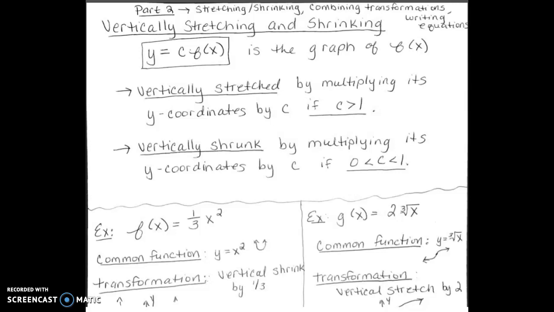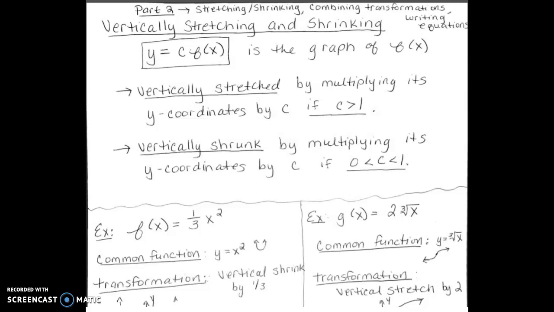So the rule for identifying a vertical stretch and shrink. Y equals c times f of x, so a constant multiplied by the function f of x, will be the graph of f of x, vertically stretched by multiplying its y coordinates by c if c is larger than 1, and it will be vertically shrunk by multiplying its y coordinates by c if c is between 0 and 1. So if it's a fraction, a positive fraction less than 1.